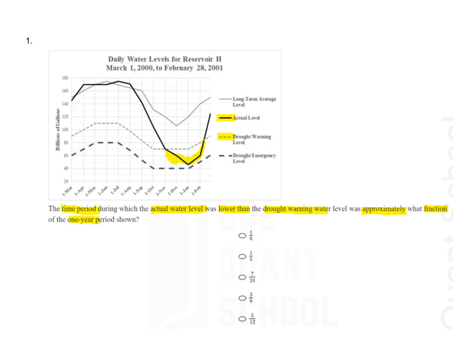The question is about the time period during which the actual water level was lower than the drought warning level. The drought warning water level was approximately what fraction of the 1 year period shown? I have highlighted the two trends, actual water level and drought warning water level. And you can see that the trend of actual water level is higher for 3.5 months.